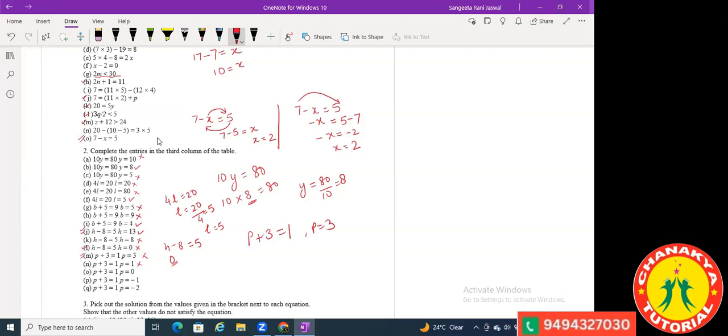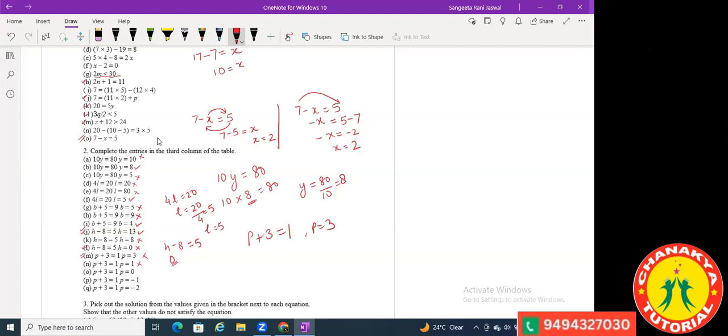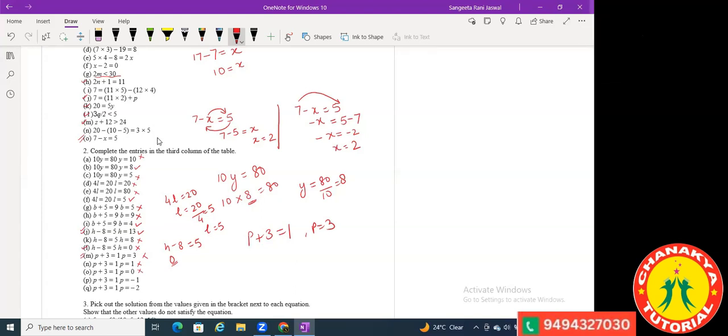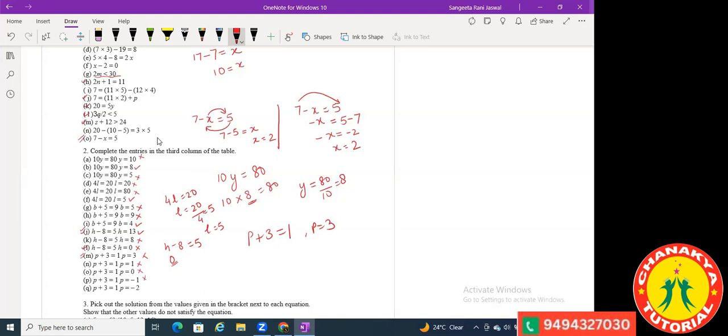Sritej, no, I'll ask Divesh. Divesh, you tell me. P plus 3 is equal to 1 and P is given to be 0. Is it satisfactory? No, ma'am, it is not satisfied. Tell me the next one, Divesh. Ma'am, P equals to minus 1 is also not satisfactory.